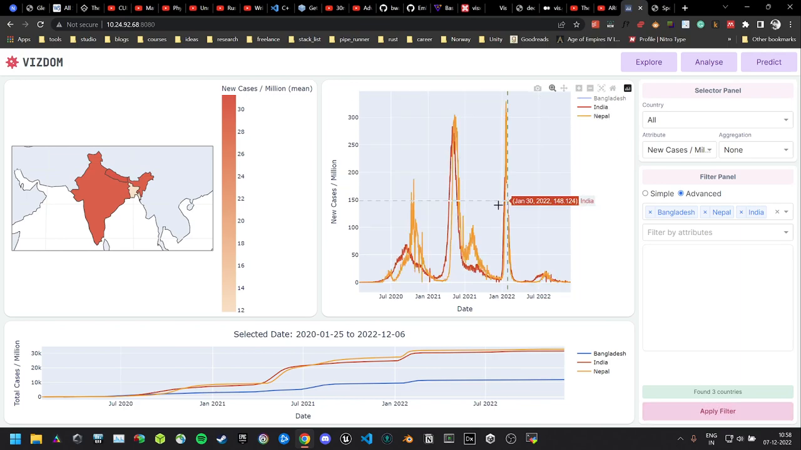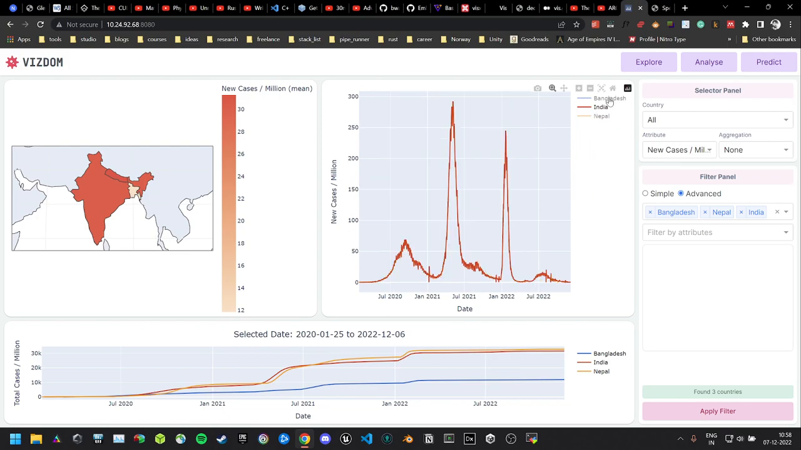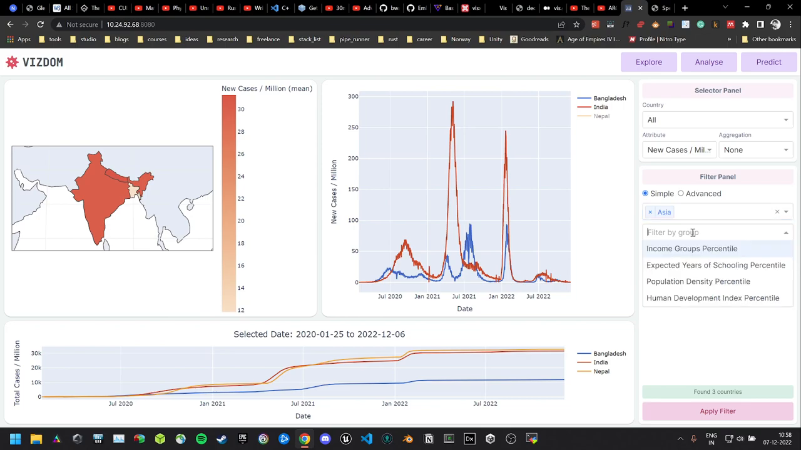So India and Nepal seem to have similar trends, and Bangladesh and India apparently also have similar trends in terms of the number of peaks or the timing of the peaks. Now, since we have confirmed that similar demographics have similar effects in their number of cases, I think it's high time we can learn something from countries in Asia that did well or did poorly so that we can learn from their mistakes.